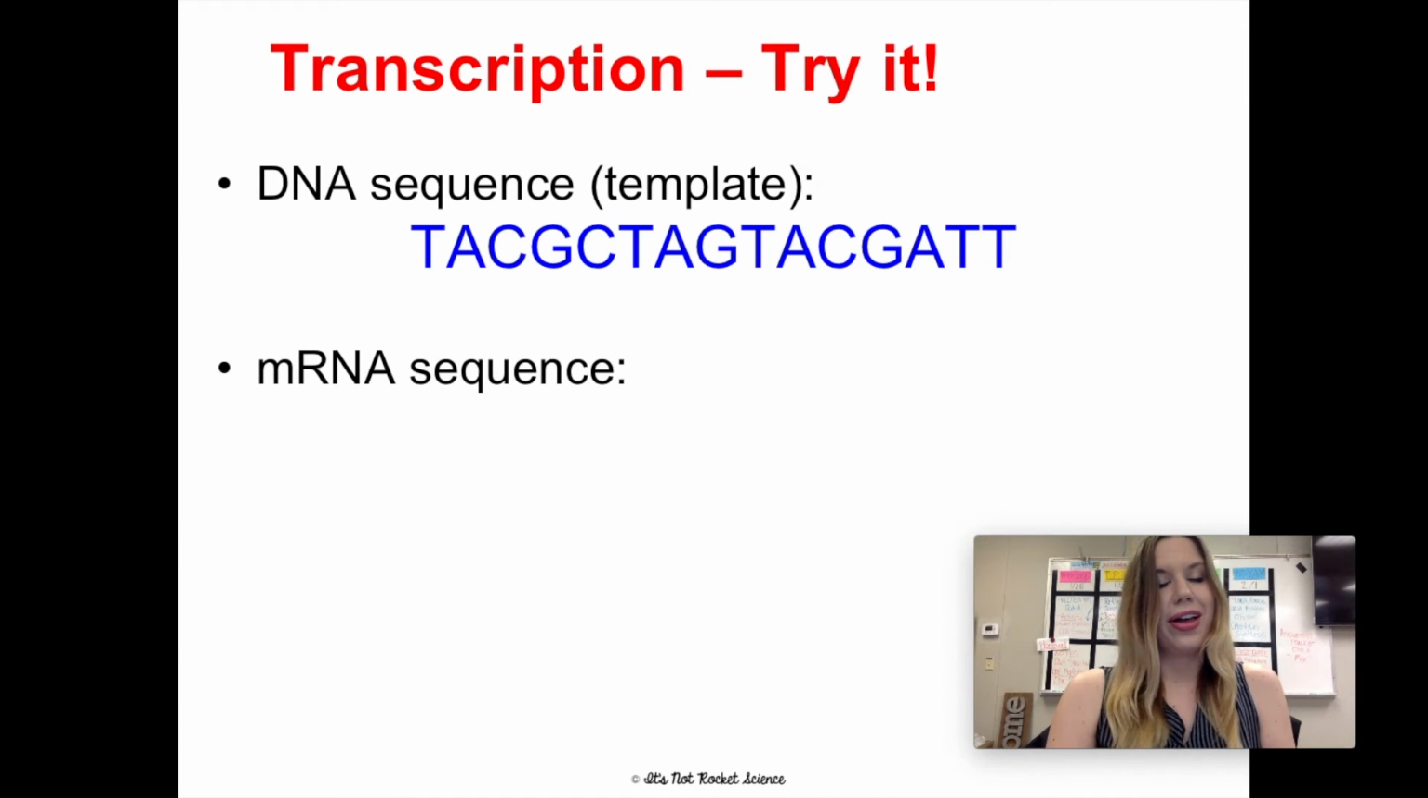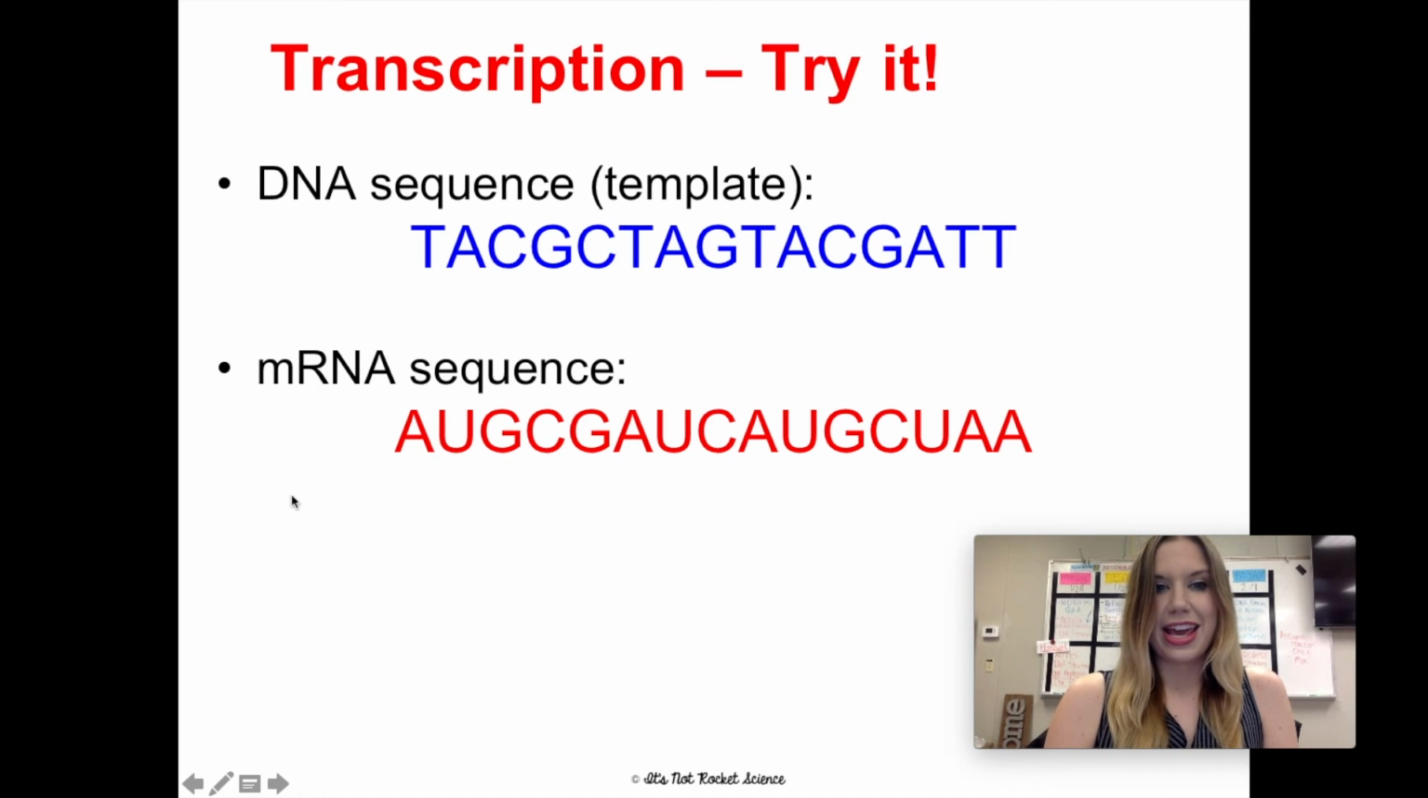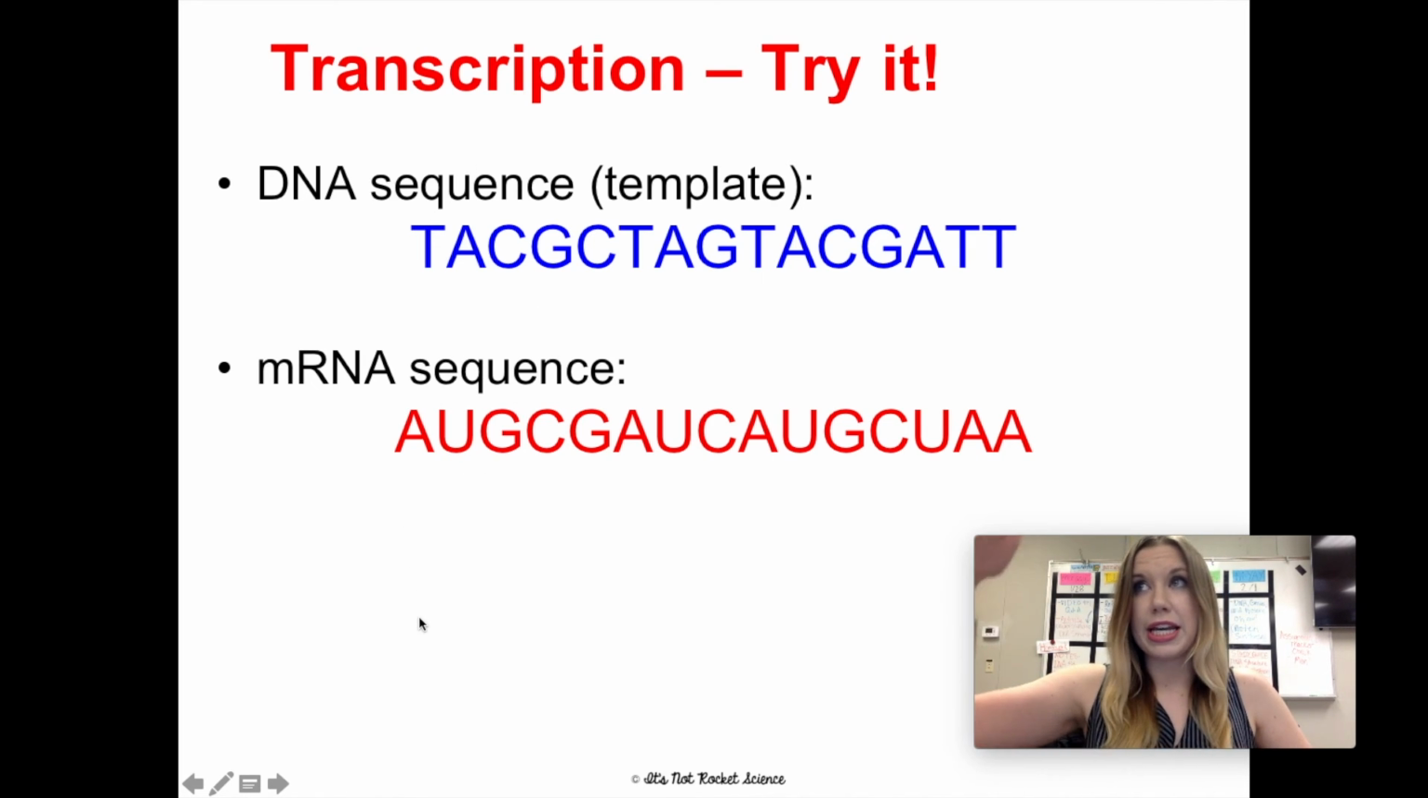Okay, so drum roll please. If you said AUG, CGA, UCA, UGC, UAA, you're correct. Nice job. You can go ahead and practice this on your own. You can come up with your own sequences in their own order and test yourself and get really good at this and really think about the difference between DNA and RNA.